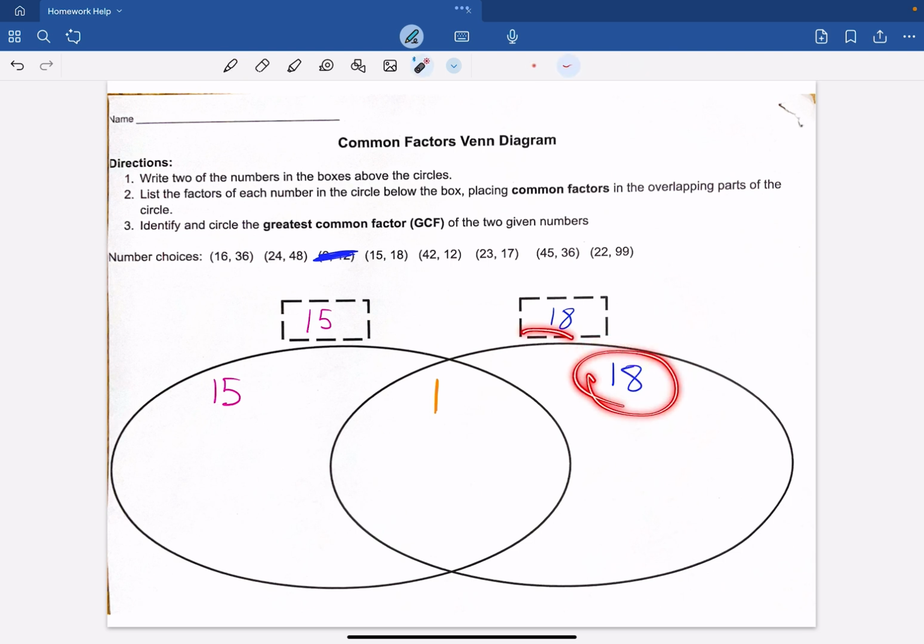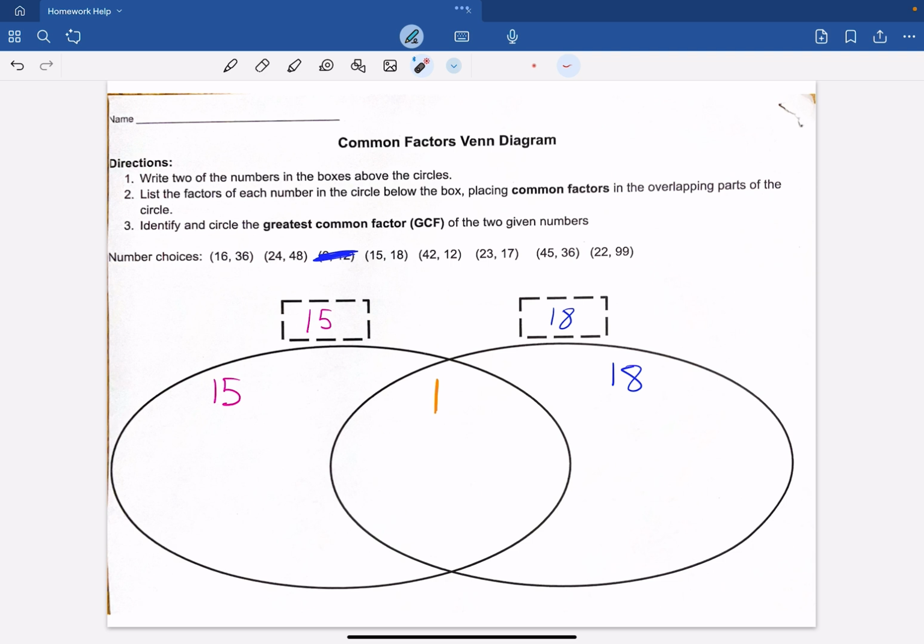So 18 is a factor of 18, but it is not a factor of 15. And 15 is a factor of 15, but it is not a factor of 18. So they go on their individual sides. 1 is a factor for both numbers, so it goes in the middle.